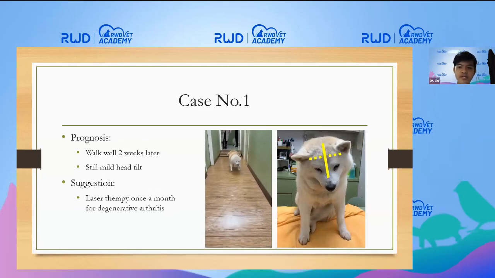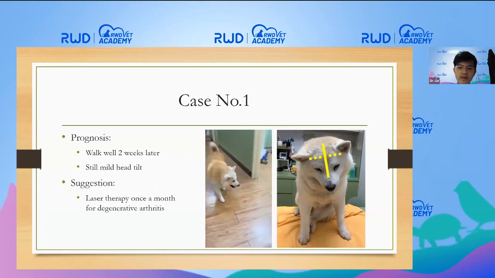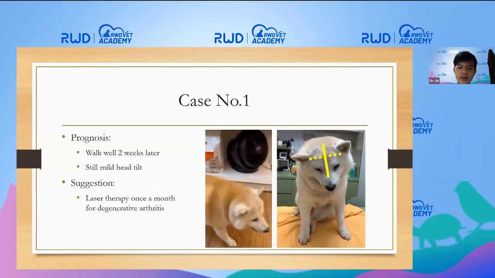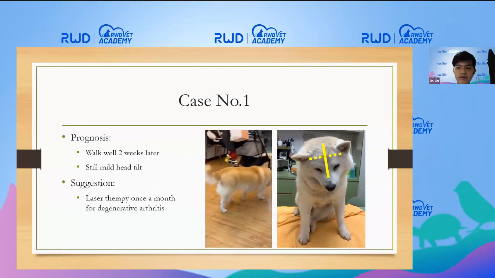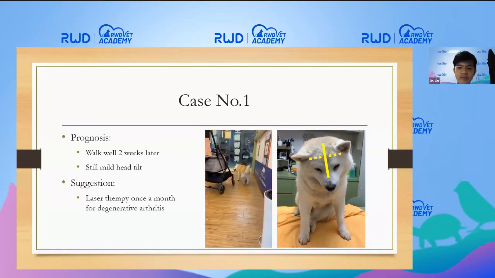After 2 weeks of treatment, the patient could walk well, though still with a little head tilt. However, it could already lead a normal life for the most part. My suggestion is to do laser once a month for the degenerative arthritis. This will help the patient do better in the future.